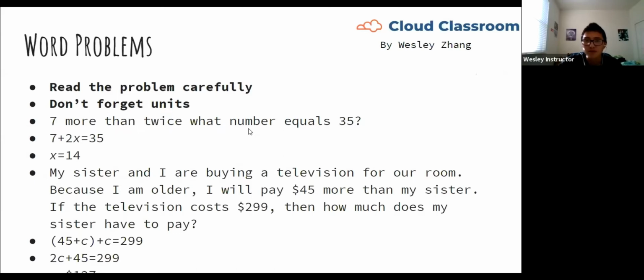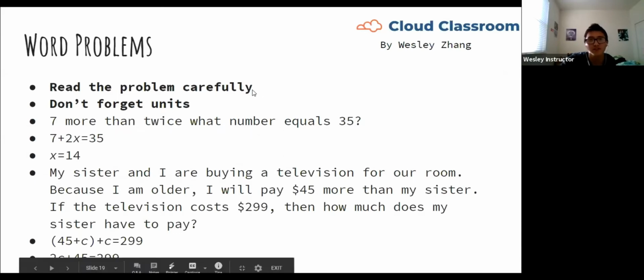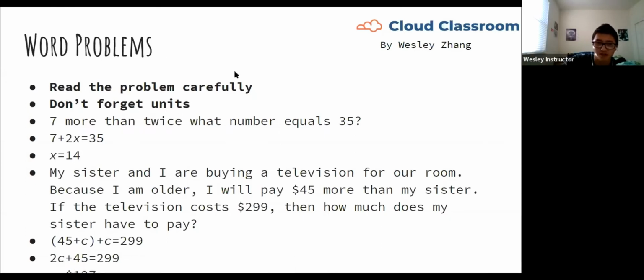All right, word problems, math with English. Read the problem carefully and don't forget units. So these are the rules you guys want to remember. For these problems, it's not really the math that's challenging. It's usually knowing what you want to find. If you don't read the problem carefully, you might miss stuff and find the wrong answer, find the wrong thing. So always remember these. That's why they're bolded.